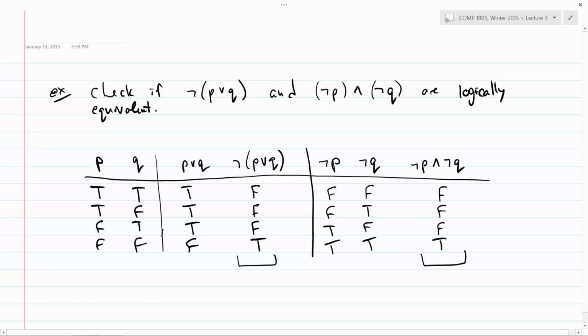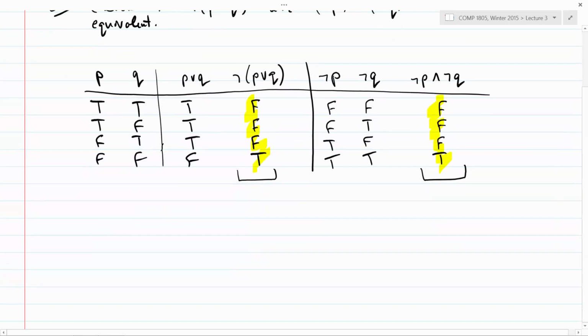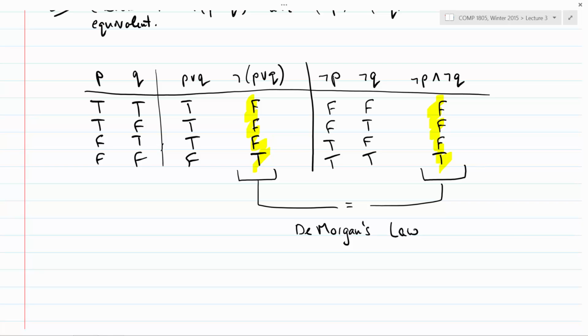So now we look at these columns. False, false, false, true. False, false, false, true. And they're exactly the same. So that means that the negation of P or Q is exactly the same as the conjunction of the negations. So the negation of the disjunction is the conjunction of the negations, if you want to remember it that way. All right, so these two things are equal. These two columns are exactly the same, therefore they're logically equivalent. This thing here happens to be called De Morgan's Law. So sometimes logical equivalences have special names. This is one of those times. This logical equivalence is, well, it's one of De Morgan's laws, I should say.